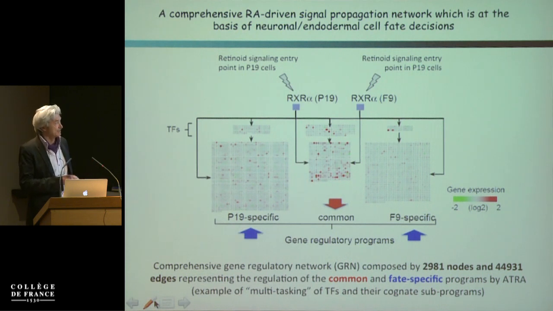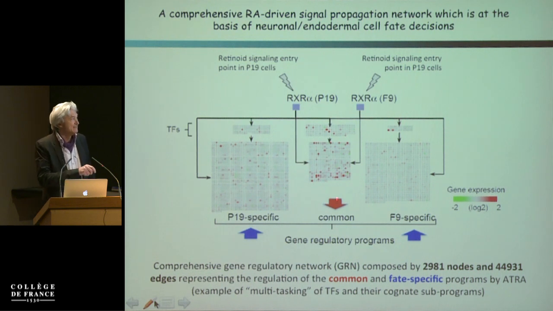Now, what is important is that apart from this P19 specific program, there is also a program which is in common with the other cell differentiation system. Here we are talking about F9. They are not going in the neuron direction. They are going in the direction of endodermal differentiation. And they have their own F9 specific program. But both of these, the P19 and the F9, or the neuronal and the endodermal, share common programs. They share even common transcription factors which drive this program.